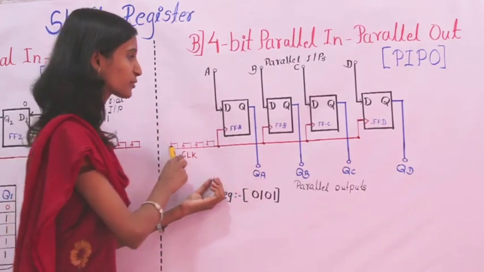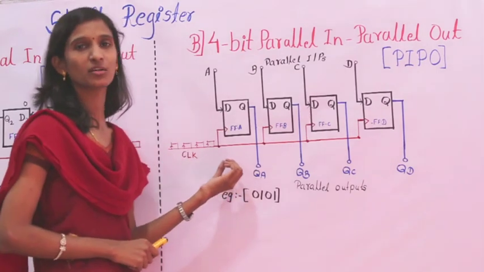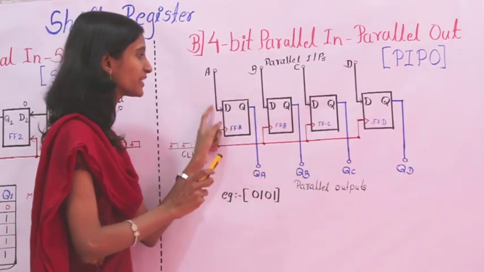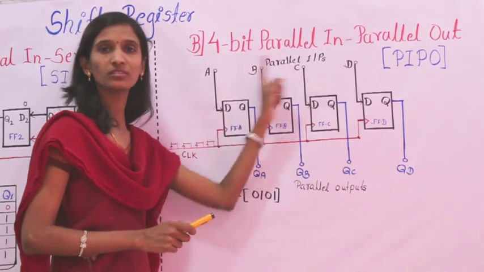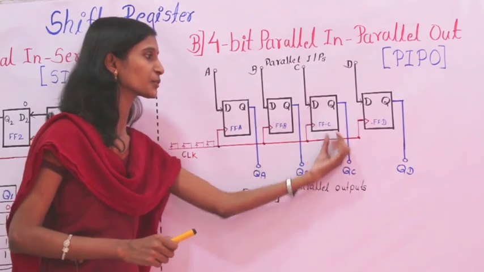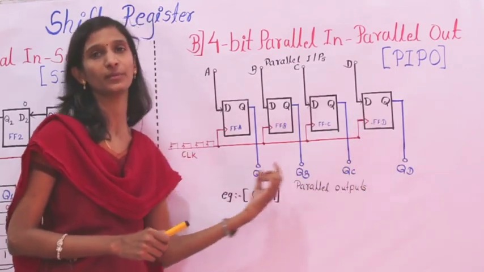Here you can see a common clock is given to all flip-flops. 4 D flip-flops are connected. Inputs are given through the D input sides of these 4 flip-flops, and we get the output in terms of QA, QB, QC and QD from these 4 flip-flops.